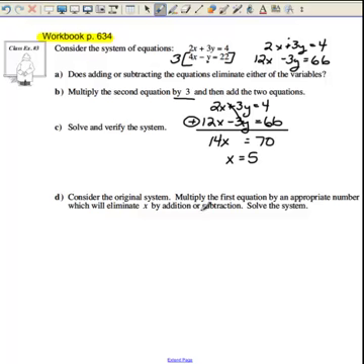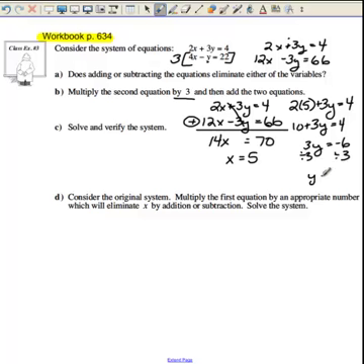So you'll see that the process of elimination can be very quick. Now take that 5 and plug it back into one of your original equations, either one, to solve for y. So 10 plus 3y equals 4. So I subtracted 10 from both sides to get negative 6, and I'm going to divide by 3. So y equals negative 2.